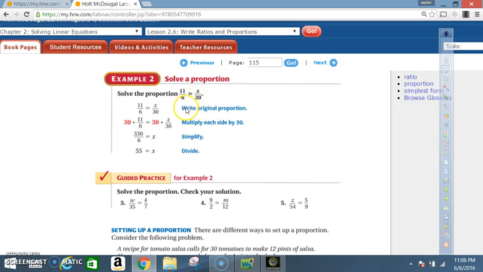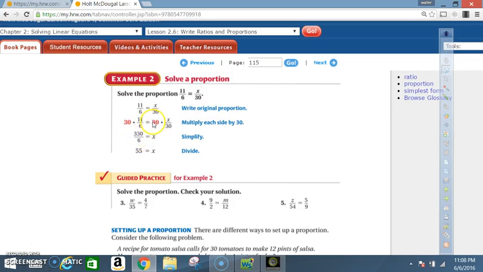Example 2, solve a proportion. Solve the proportion 11 over 6 is equal to x over 30. Step 1, write the original proportion. Step 2, multiply each side by 30. Remember, your variable is on this side, and you're saying x divided by 30. What's the opposite of division? Multiplication. So therefore, we multiply both sides by 30.